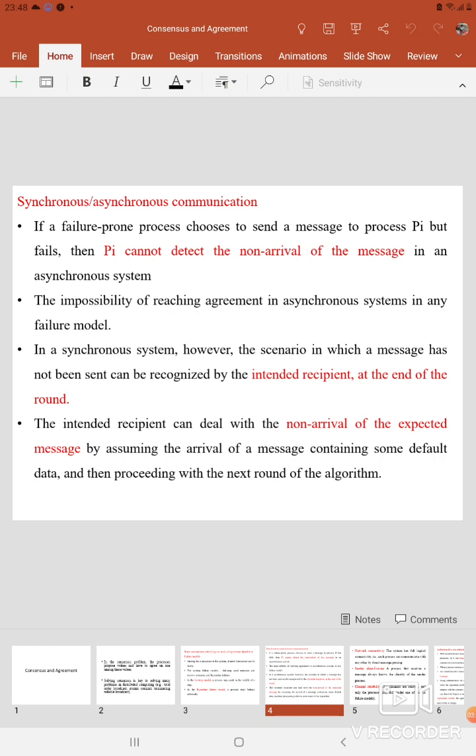Whereas in the synchronous system, the recipient can easily detect the non-arrival of the message at the end of each round. So here the receiver should deal with the non-arrival of the expected message.